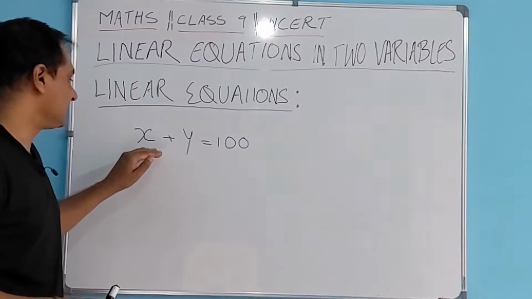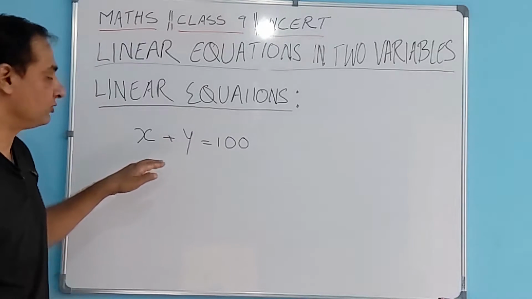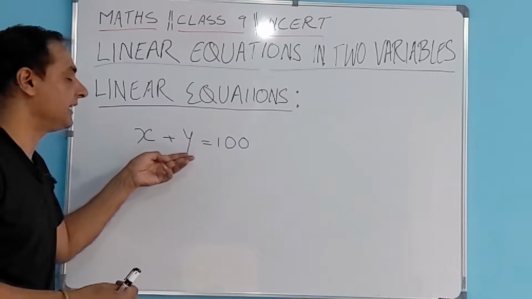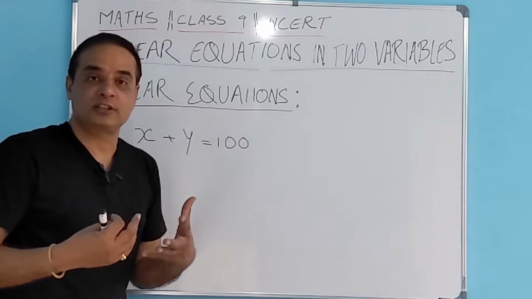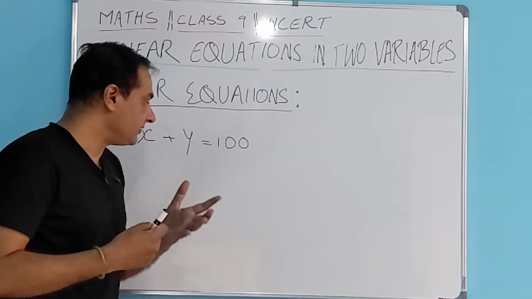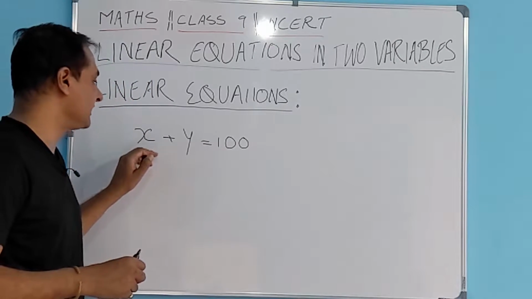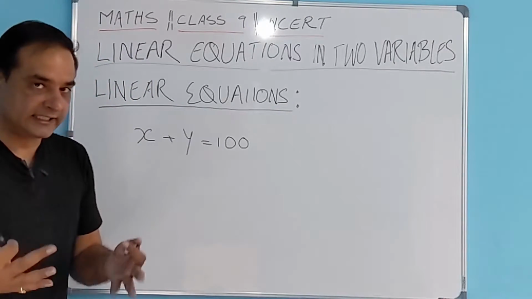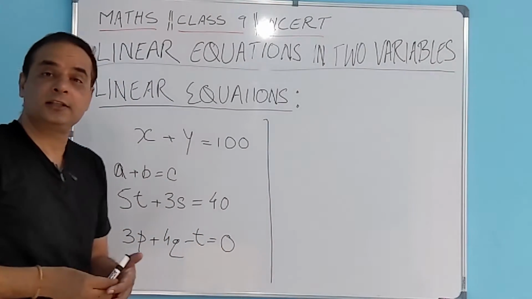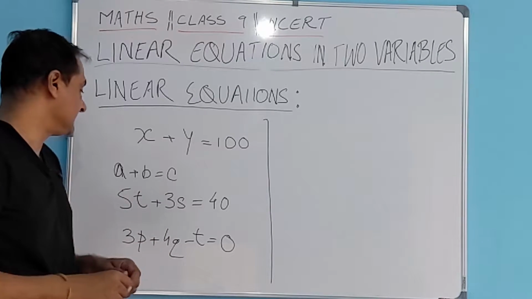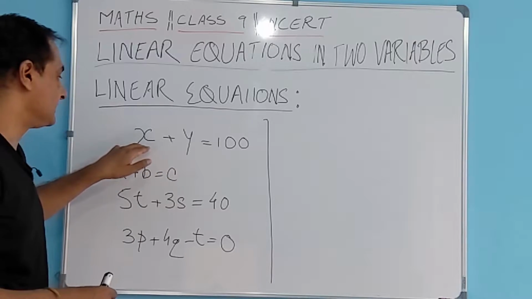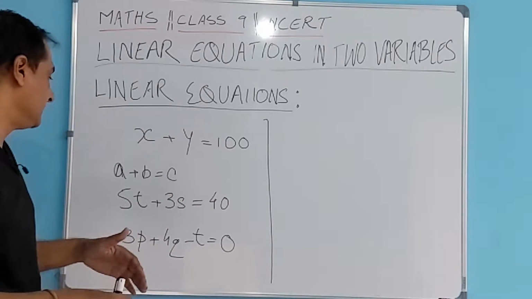Now since nobody knows how many runs you scored or your friend scored, these are variables, and we just use the letters x and y to represent the value of the runs which you have scored. We can use any letter to represent a variable. So these are some examples of linear equations in two variables, where in this example we had two variables x and y, the runs scored by you and your friend.